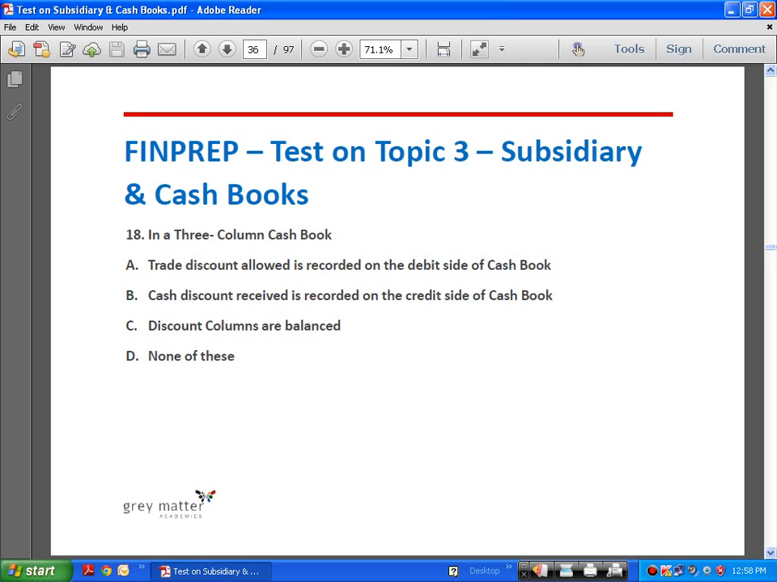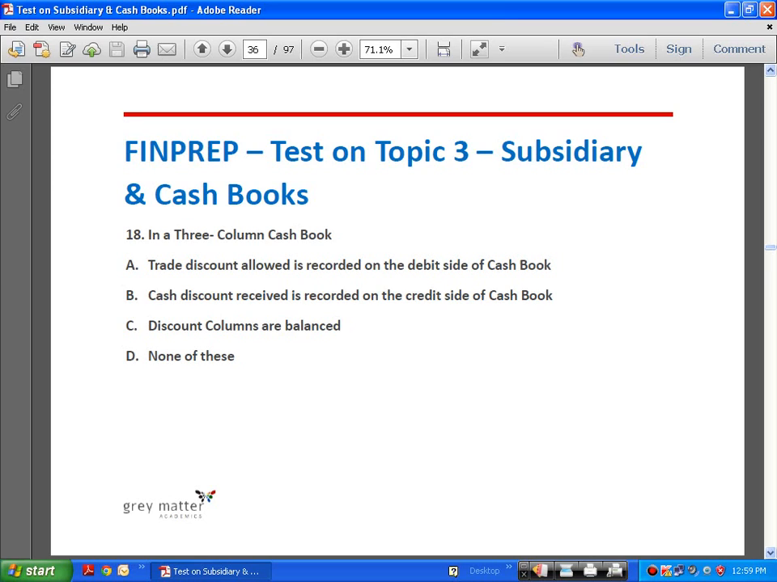Cash discount is the discount that is got when the payment to the creditor is settled promptly. So cash discount is accounted for in the books, and when we maintain a three-column cash book, we will have a discount received column on the credit side of the cash book, and hence answer is B in this case. A is ruled out straight away because, as I told you, we never account for trade discount. B is cash discount received is recorded on the credit side of the cash book. Cash discount is received when creditors are being settled.